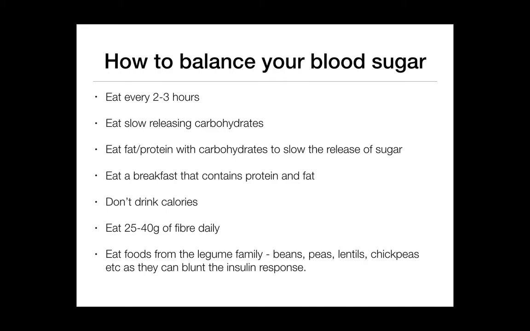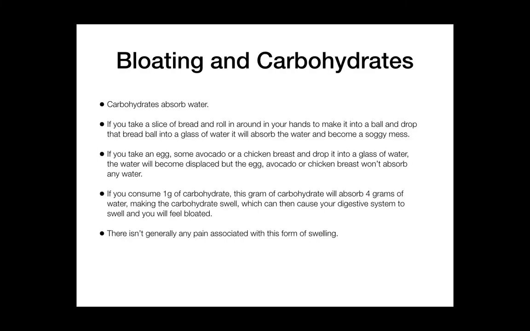And eat foods from the legume family, so beans, peas, lentils, chickpeas. These guys will blunt the response of insulin. Insulin is the hormone that's released when you eat a food that contains a high amount of sugar. Legumes have the ability to blunt that insulin response. So if you are eating beans, peas, lentils, chickpeas, you're going to slow the release of insulin for the first meal and for the second meal after it.